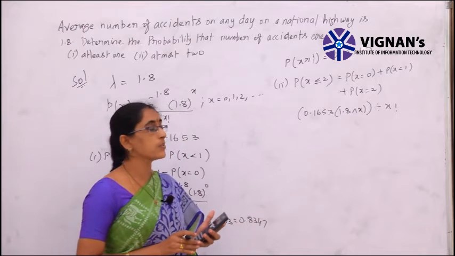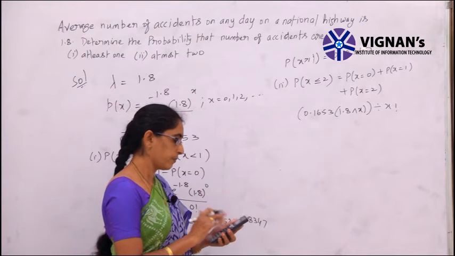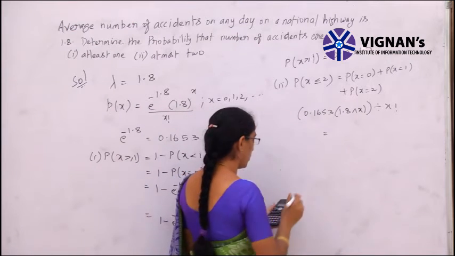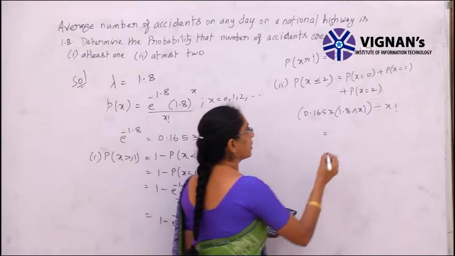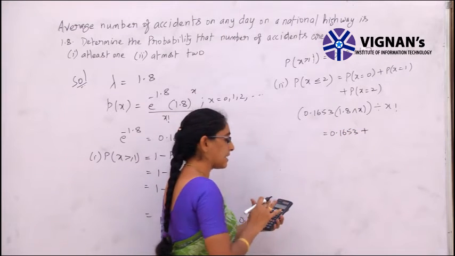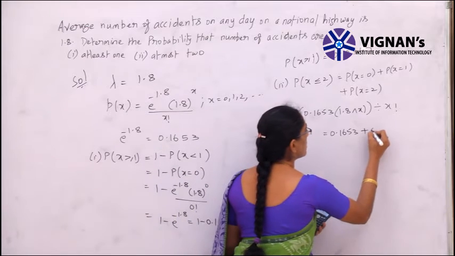So for factorial, use the key Shift x inverse and press the CALC key here. It is asking the x value. So probability of x equal to 0, if you give that 0, again the same thing, you will get 0.1653. Now again press CALC and give the value 1. You will get the value 0.2975.